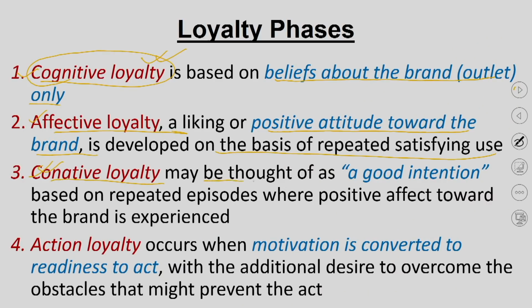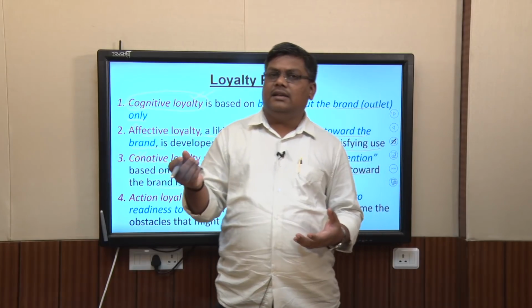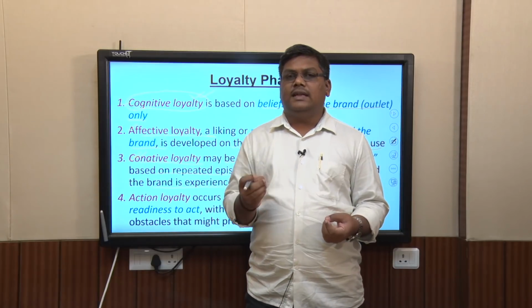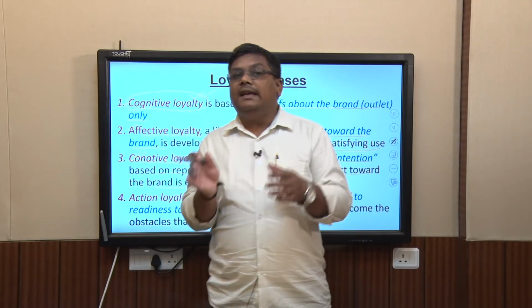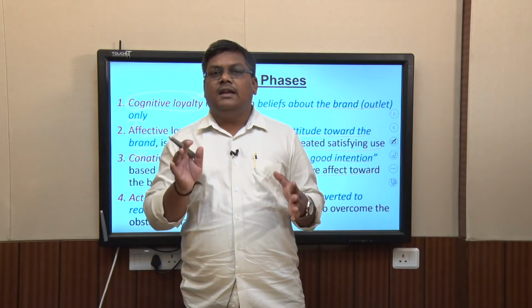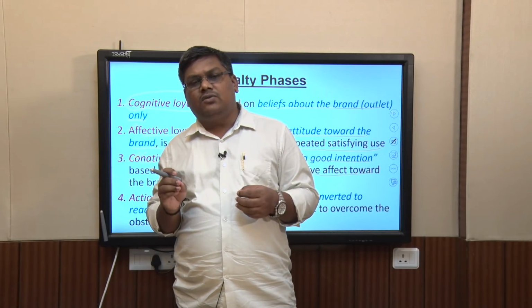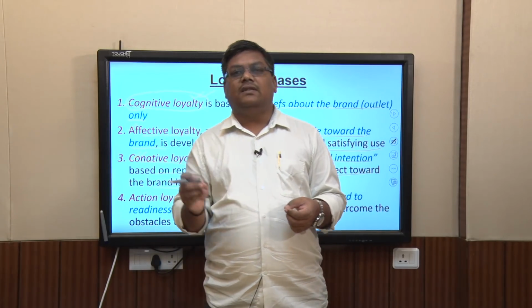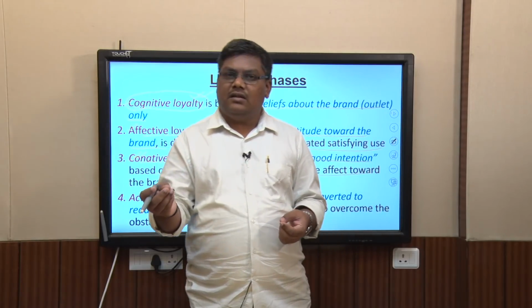The third type of loyalty is called conative loyalty. And what does it mean? It may be thought of as a good intention based on repeated episodes where positive effect towards the brand is experienced. In conative loyalty, it's behavior related loyalty, or an intention related loyalty. What happens in this case is that if a product offers you good satisfaction and you feel positive towards it, your intent towards buying it increases. So, you not only believe that it is going to work, your readiness to buy it also increases, and that is called conative loyalty.